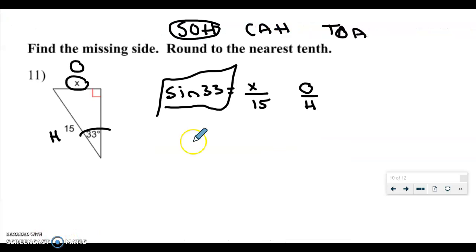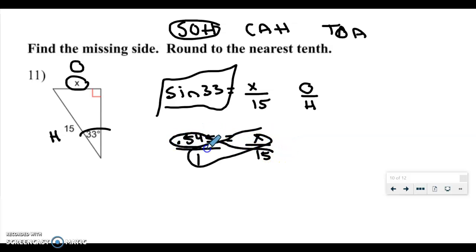So what I'm going to say is 0.545 is going to equal x over 15. So I just used the calculator to find out what this numerical value is, which turned out to be 0.545. And I'm going to try to solve this. So that 0.545 is over 1. If you guys remember, we talked about solving proportions a long time ago, and we just use cross multiplication to solve it. I'm going to take 15 times 0.545, and that is going to equal my side.